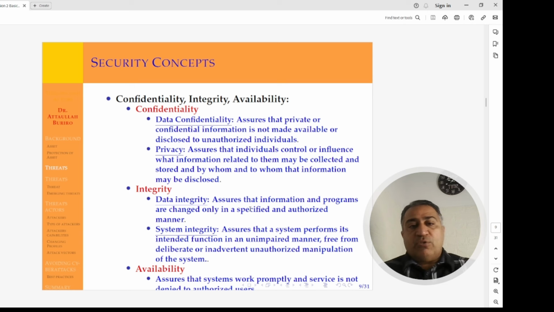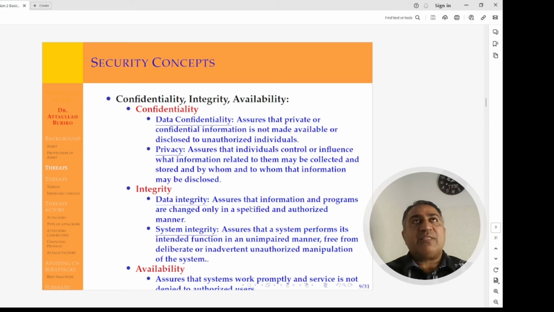Integrity means, if we talk about data integrity, that the information and programs are changed only in the specified and authorized manner. What does it mean? It means that from the sender to the receiver, the data that was communicated should remain unaltered. It should be the same data that was sent originally and received. And system integrity means that the system, the platform that you are using, is not used in an unauthorized way. Only authorized persons were supposed to use that system.